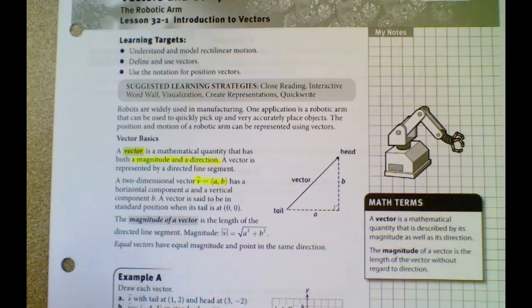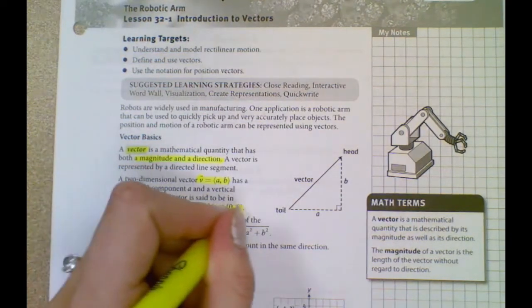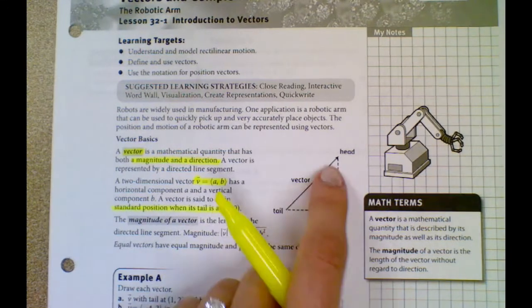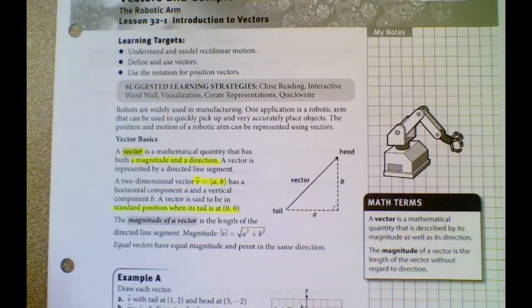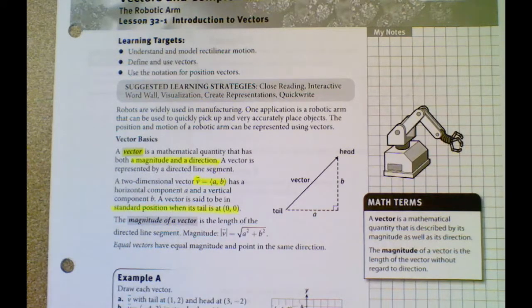A vector is said to be in standard position when its tail is at 0. So standard position is when the tail is at 0. Like right here, the tail is almost like the dot of your vector, and then the head is where the arrow is. Standard position is at (0, 0) for the tail.